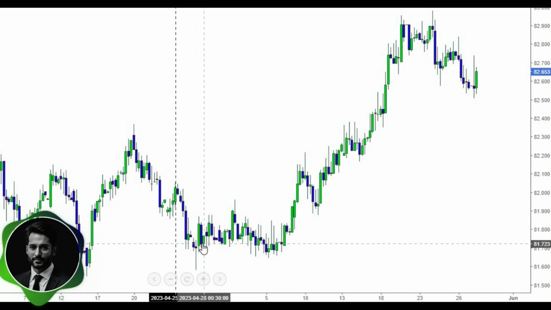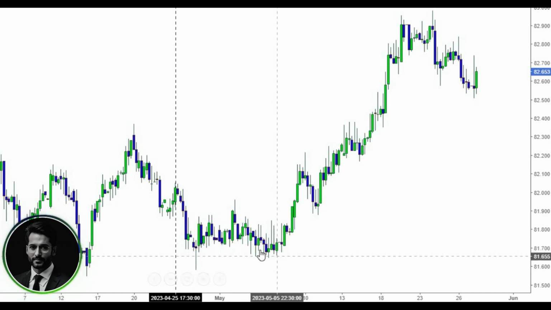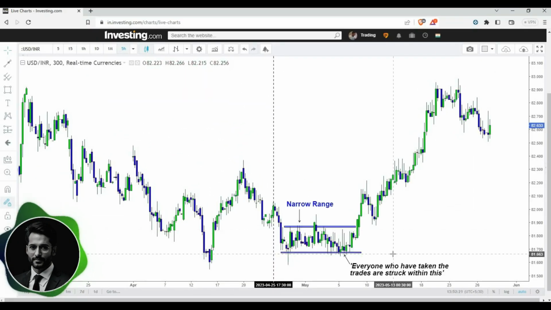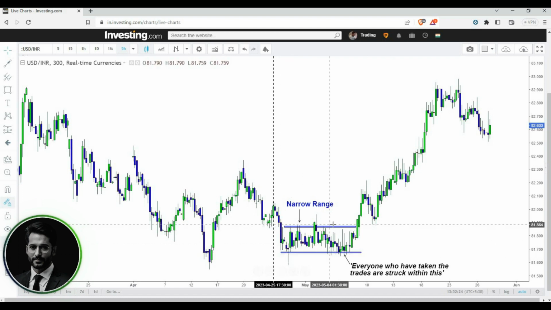Of course, we are seeing some strong bullish candles and also some strong bearish candles. But in terms of the momentum, in terms of the range, the prices are completely limited, right? The market is moving within a very narrow boundary. All right, so let me mark this up. Well, we can see a nice narrow range here. And every trader who has taken a position within this particular narrow range is somehow stuck within the market.